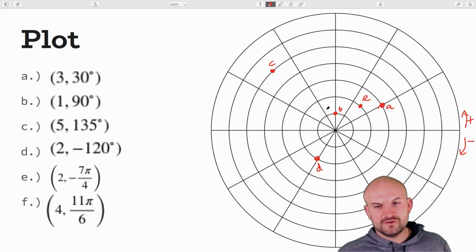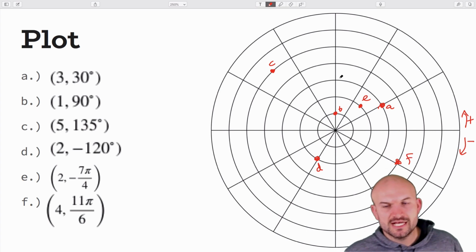Which again, if you can see, actually, this circle is broken up into 6 parts. So 1, 2, 3, 4, 5, 6, right? 7, 8, 9. All right. 1, 2, 3, 4, 5, 6, 7, 8, 9, 10, 11, 12. So 11 pi over 6 is going to be all the way to here. And then again, we're going out to 4. So 1, 2, 3, 4.